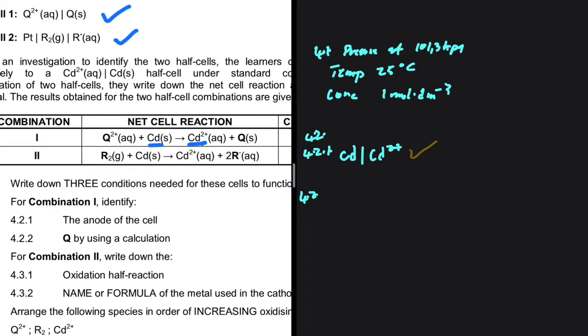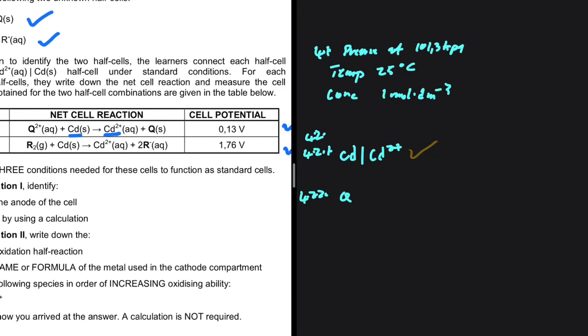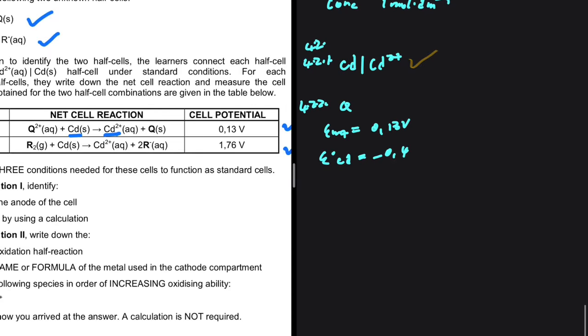And 4.2.2, we're supposed to identify Q using a suitable calculation. Well, what information do we have? We have the EMF of our cell, which equals 0.13 volts. We have the standard reduction potential of cadmium, which equals minus 0.4. So in order for us to determine Q, we're going to say that the EMF of our cell will equal the reduction potential at the cathode minus the reduction potential at the anode.